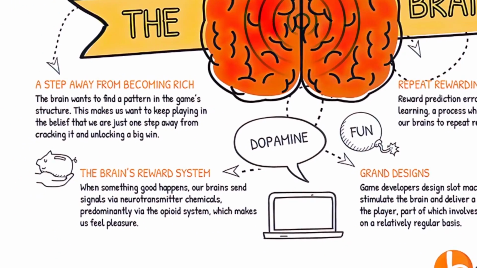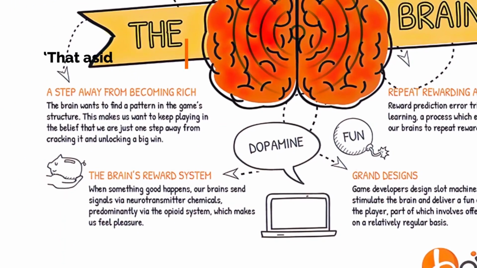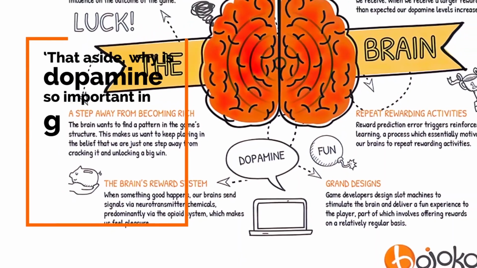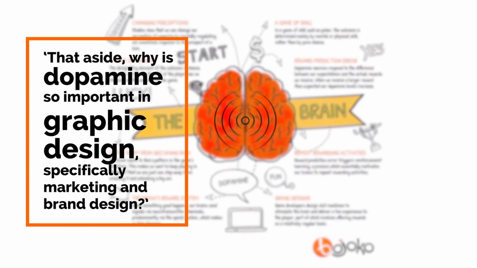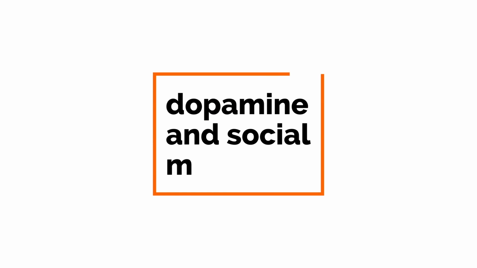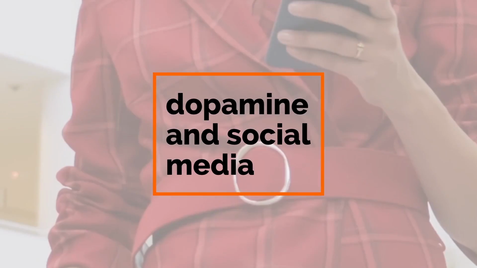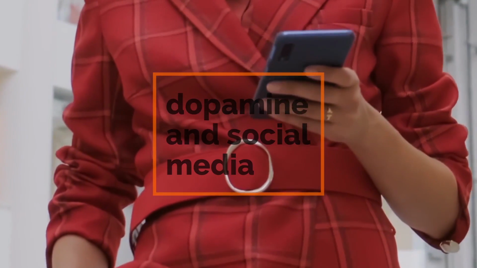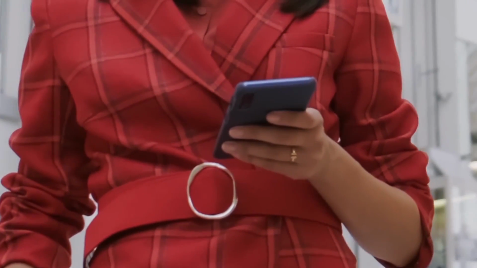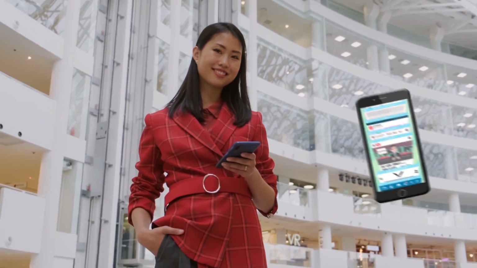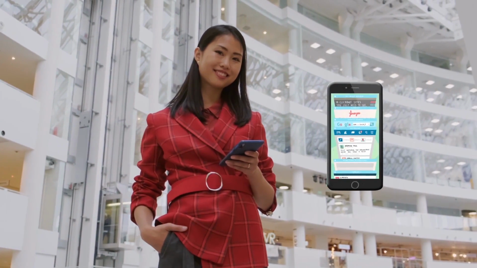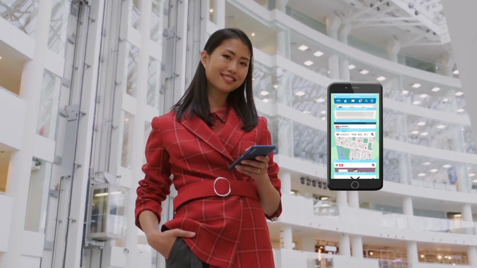That aside, why is dopamine important in graphic design, and specifically marketing and brand design? Now the first part of today's video is social media when concerning dopamine. The dopamine release or craving can come from scrolling through social media quite simply. And in fact, social media is purposely designed visually so you can actually create a dopamine release, leaving you wanting more and more and more.